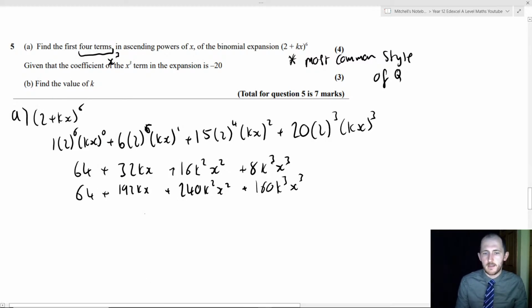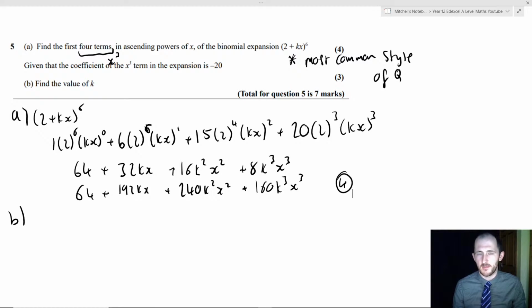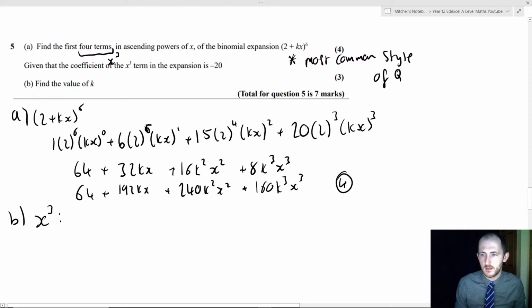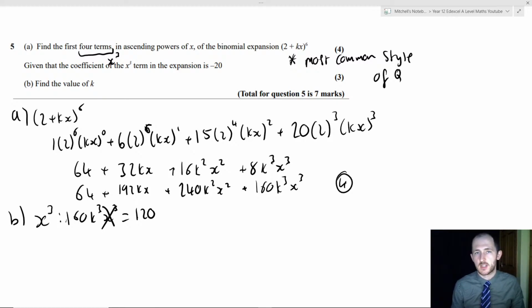Okay. Then for part B, so again this is 4 marks, pretty dang good in my opinion. Not much work, but it does require a bit of concentration, which again can be lapsing, especially in an exam. Part B, the coefficient of the x cubed term is -20. So what we have here is, if we look at the x cubed terms, we have 160 k cubed x cubed equals 120. But it says coefficient, so we get rid of x cubed. Coefficient is the number in front of x.